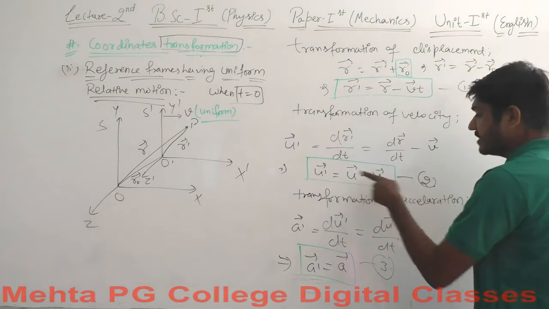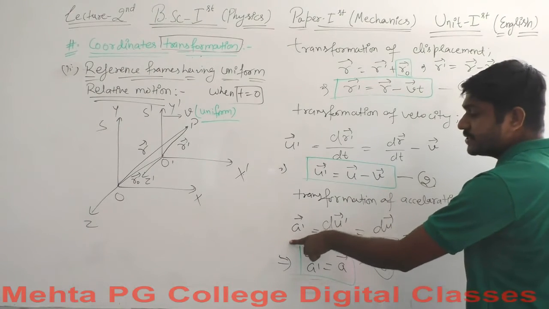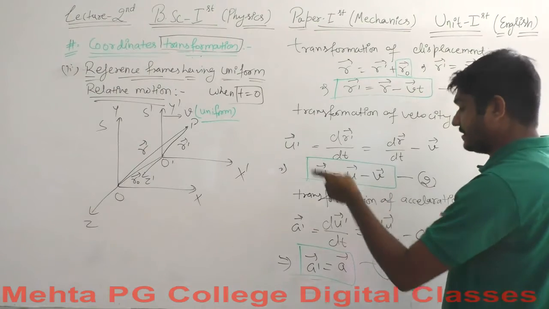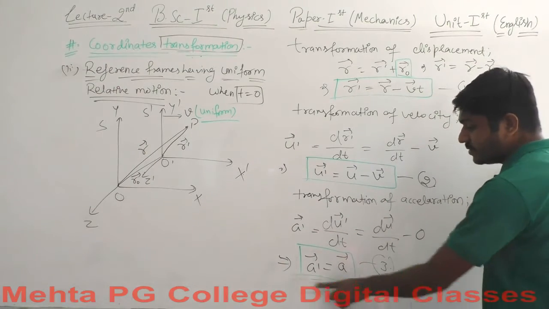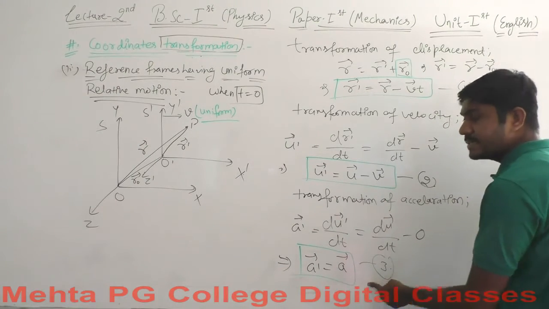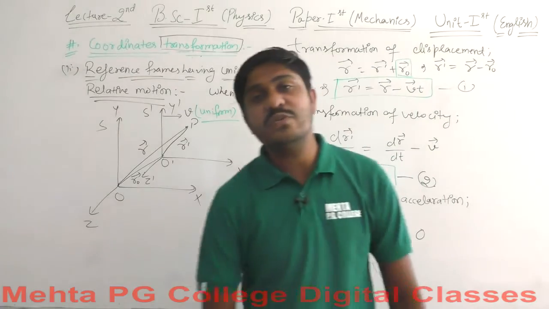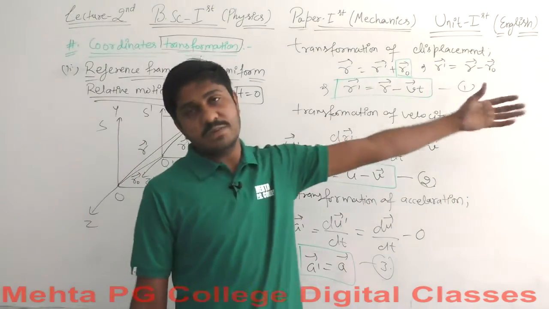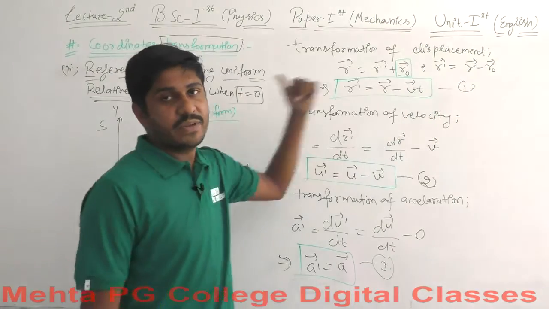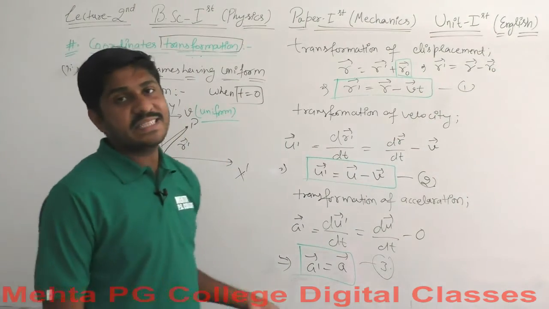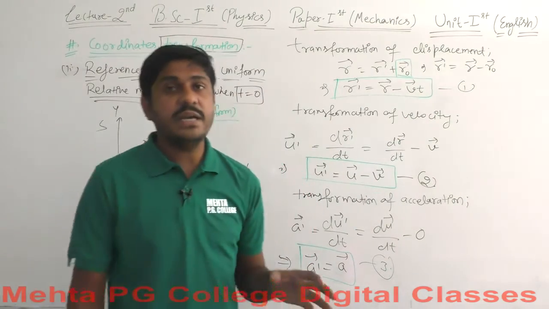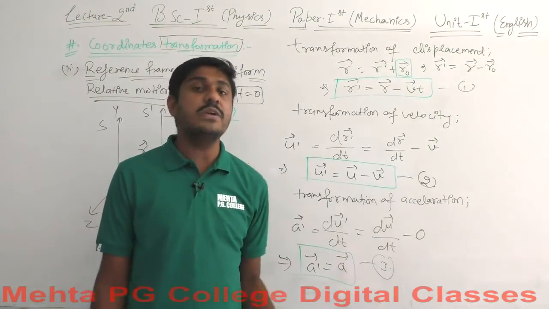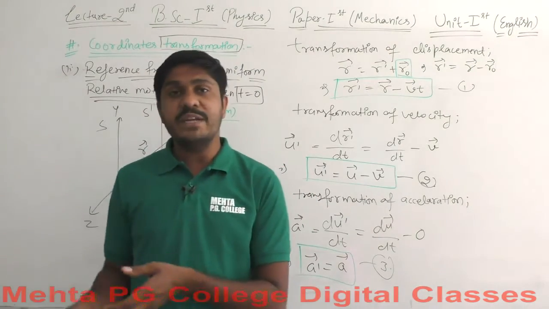We will differentiate equation 2 here. Differentiating equation 2 will equal the acceleration in frame S dash, and what will it equal to? It will equal the acceleration in frame S and no other quantity here. So what do we conclude? We conclude that in the transformation of displacement, the displacement will vary. Yes, the displacement in the frame S dash is not the same as that in the frame S. So the displacement in the secondary reference frame is not equal to the displacement in the primary reference frame.